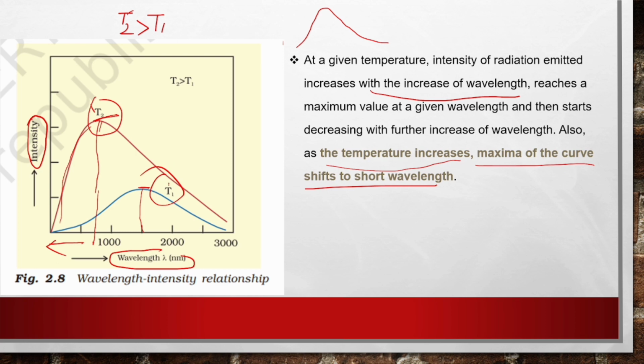At a smaller temperature, at T1, it is at 2000. The maxima is in between 1000 and 2000, but at a higher temperature, it shifts to a smaller wavelength, that is below 1000 nanometer.